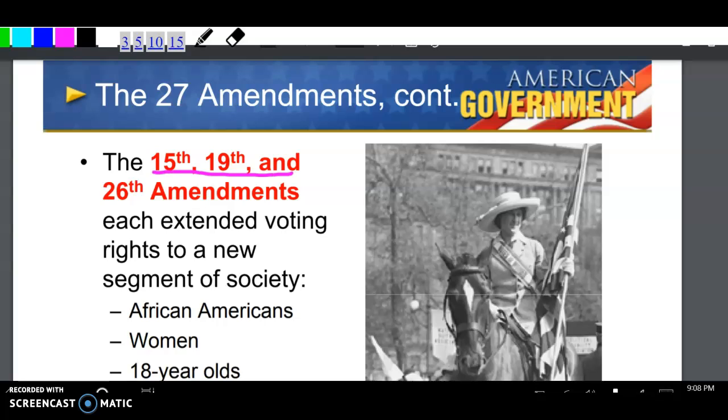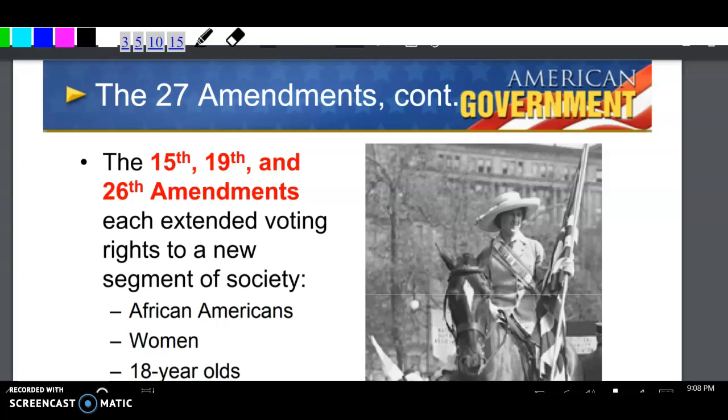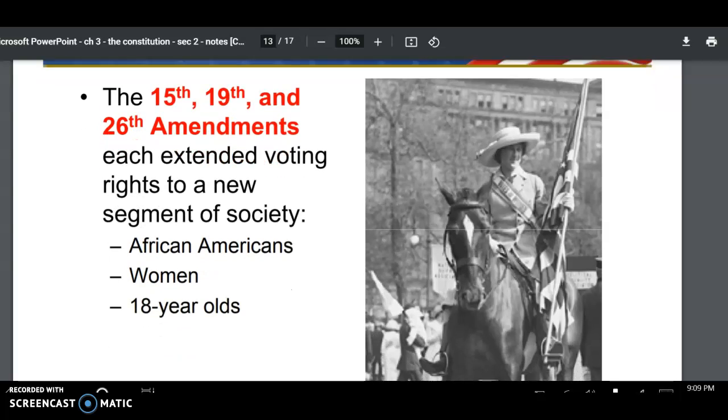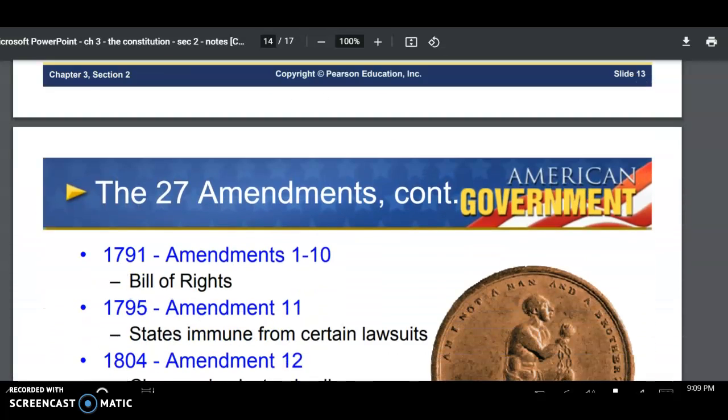The 15th, the 19th, and the 26th Amendments each extended voting rights to a new segment of society. So the 15th Amendment gave African Americans the right to vote. The 19th Amendment gave women the right to vote. And the 26th Amendment changed the voting age from 21 to 18. And that was an argument made by the military, because you could be 18 and go fight a war, but you could not legally vote in the United States.